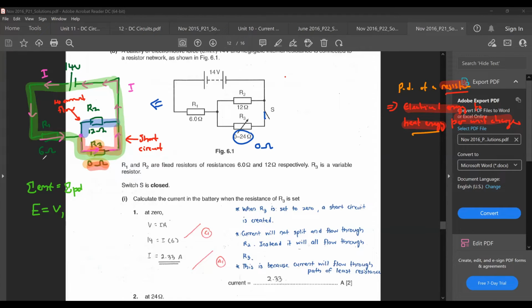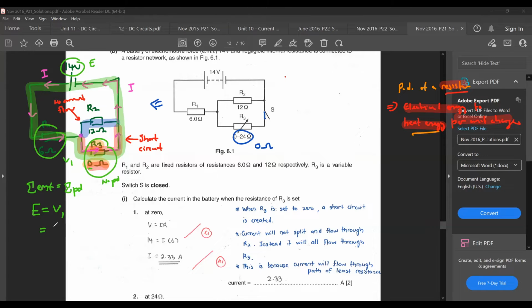Okay, right? You see, my EMF is this one, my PD is this one, V1, and then this one, although there's a resistor there, the resistance is 0. Although there's a resistor R3 there, there's actually no PD across it because the resistance is set at 0. R2 I don't even need to consider because it's not part of my loop in the first place. So E is equal to V1.